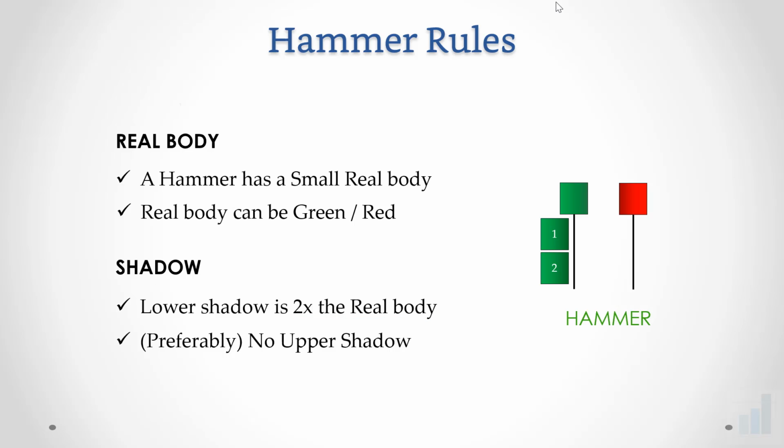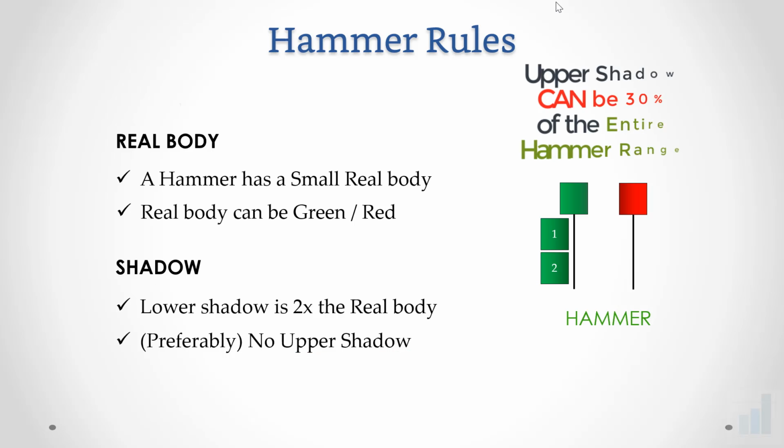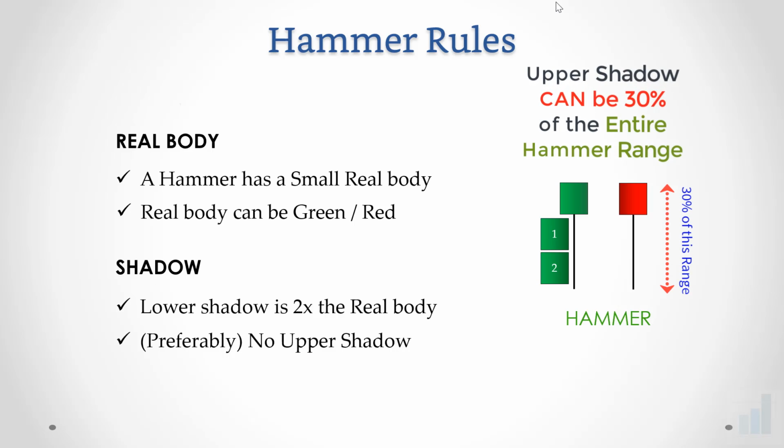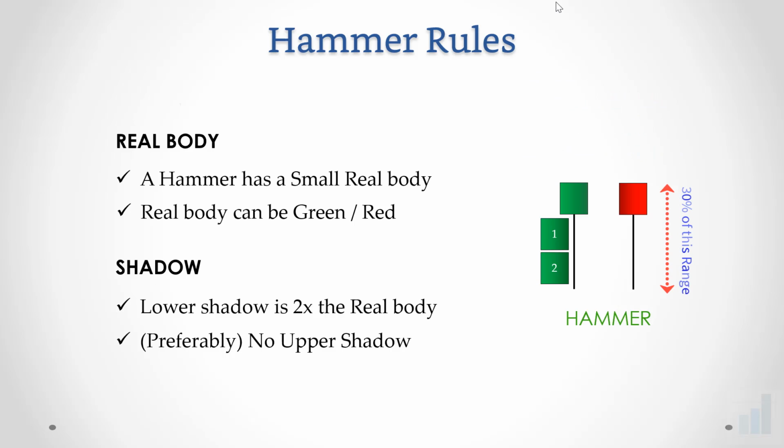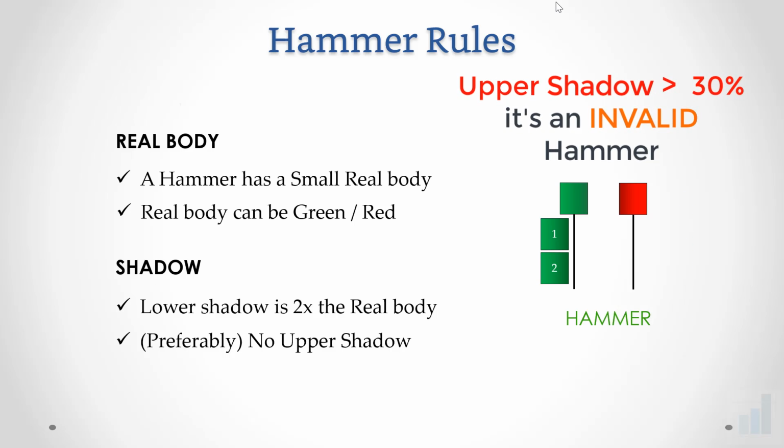Coming to the upper shadow, when there is no upper shadow, it's really very good. But a hammer can have a slight upper shadow. It can be up to 30% of this entire hammer range. However, if the upper shadow is more than 30% of the entire range, then the hammer is an invalid one. You don't trade that, full stop.